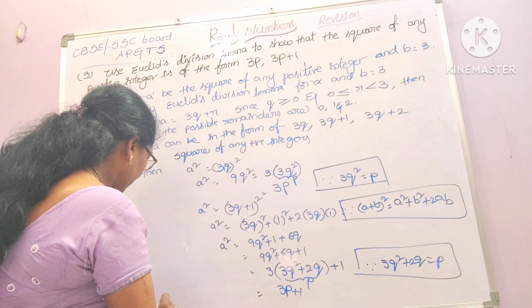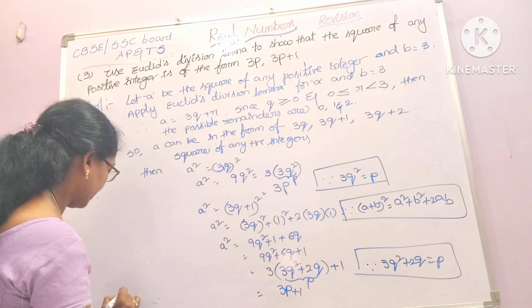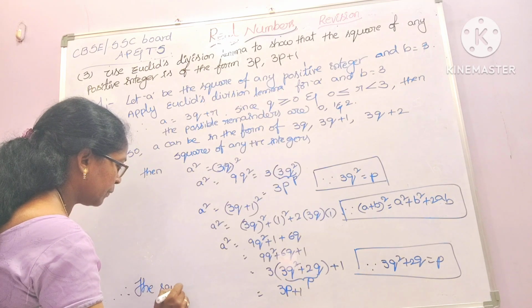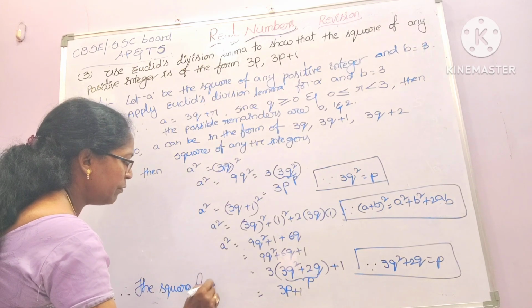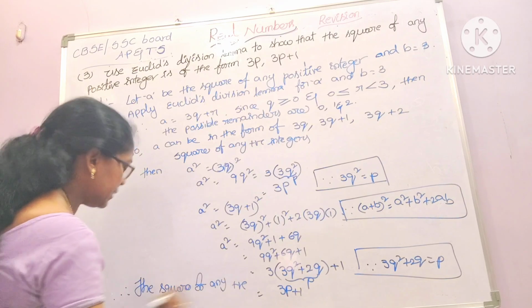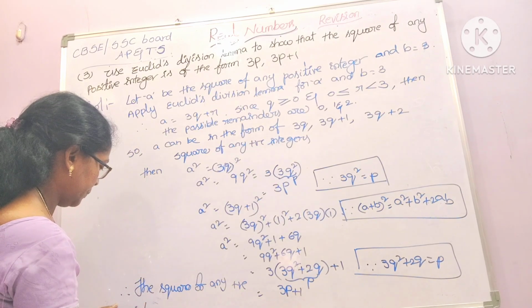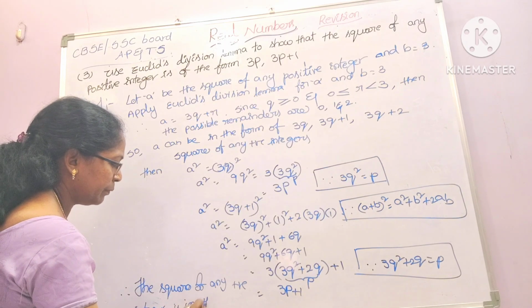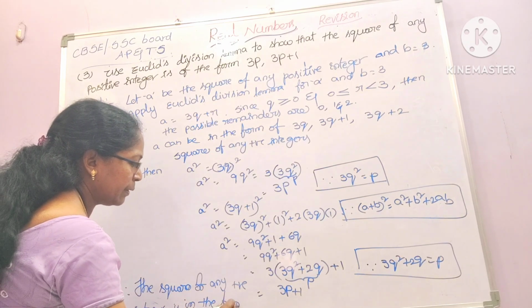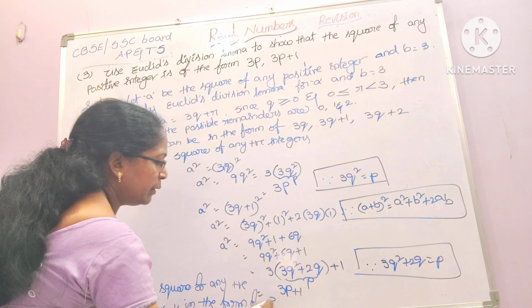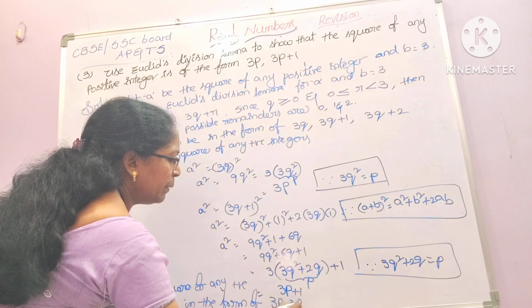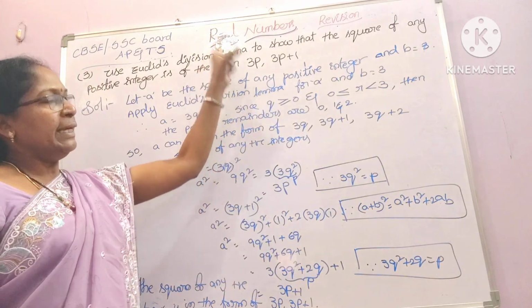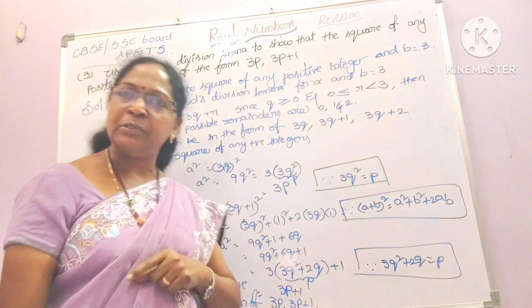So therefore, the square of any positive integer is in the form of 3p, comma, 3p plus 1. This is the answer.